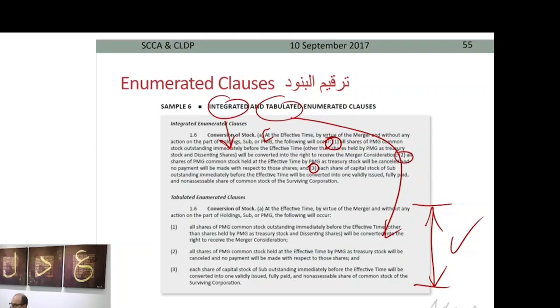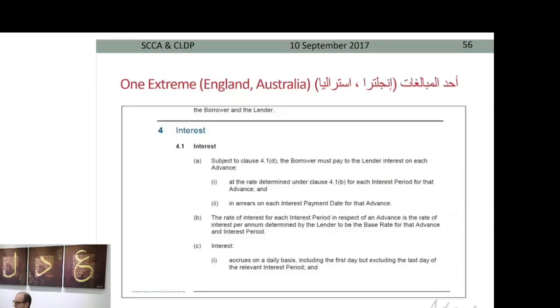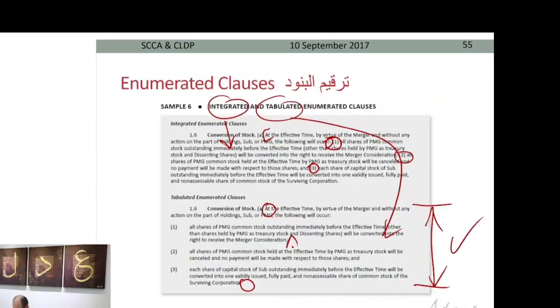Bear in mind that when you tabulate, or enumerated clauses generally, this is the beginning of the sentence, this is the end of the sentence. Sometimes people put a period in the middle. That doesn't work. It's one sentence. Only you have the beginning and then a period at the end. That's it. You shouldn't have more than one sentence.